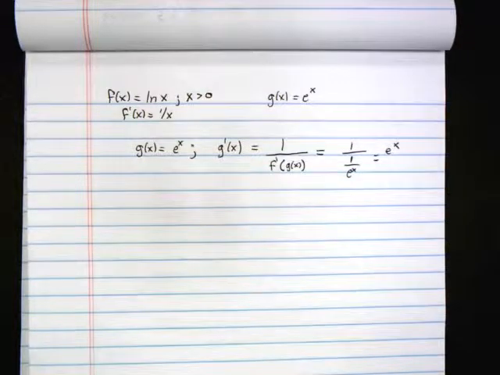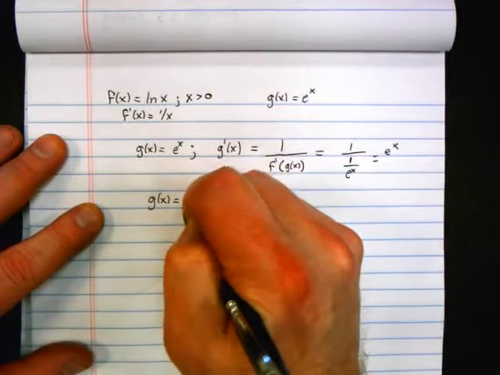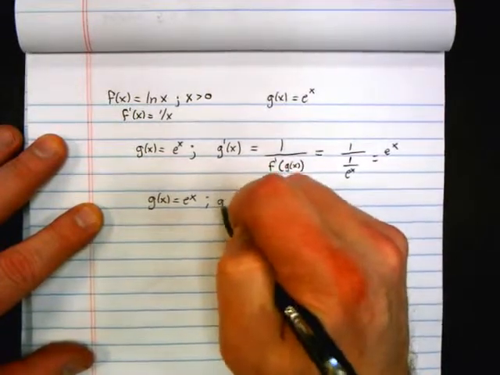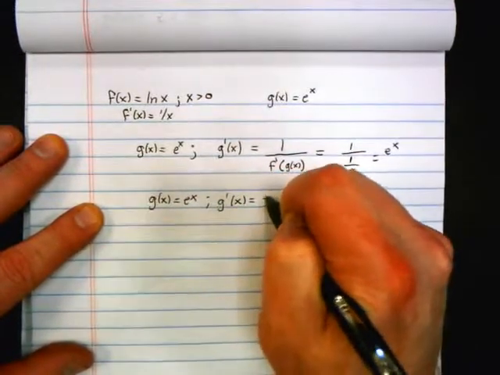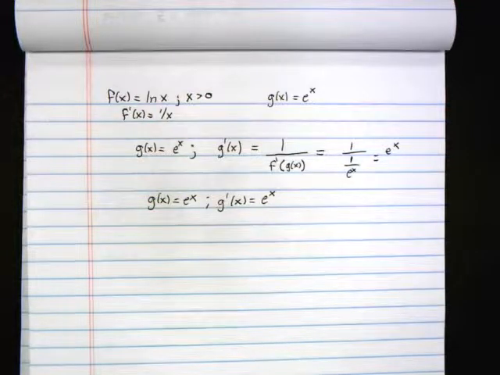So that's a very unusual function. g of x equals e to the x, g prime equals e to the x. e to the x is its own derivative. It doesn't happen very often. I can only think of one other function that has that property. Can anybody tell me another function where you take its derivative and you get exactly what you started with?